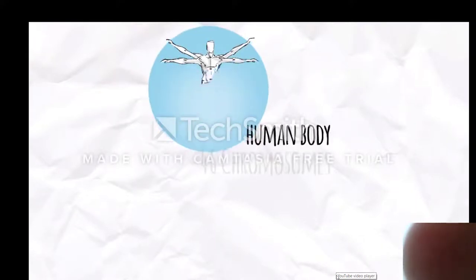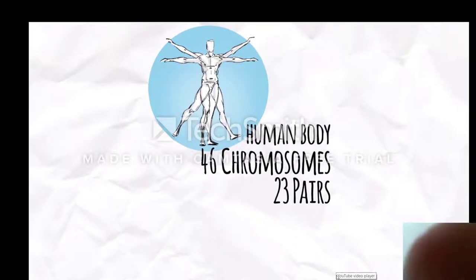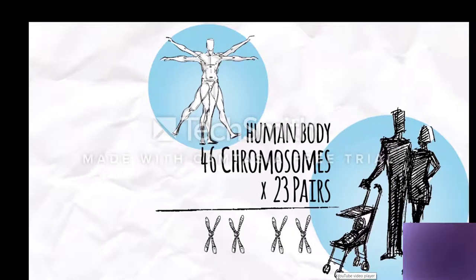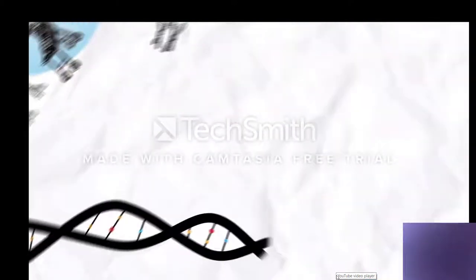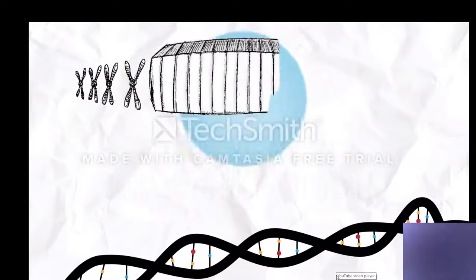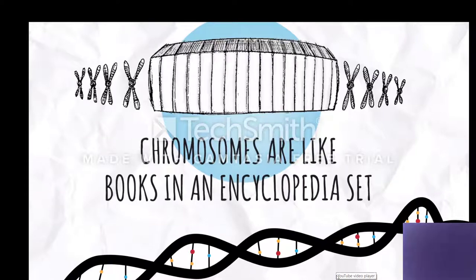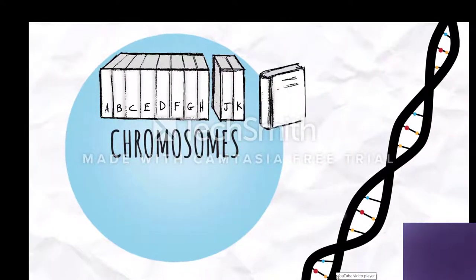The human body is made up of 46 chromosomes that come in 23 pairs, one set from our mother and one set from our father. Chromosomes are like different books in an encyclopedia set. Each book carries different information, yet altogether they make up a very important reference set. Our chromosomes are like these books in the encyclopedia set.